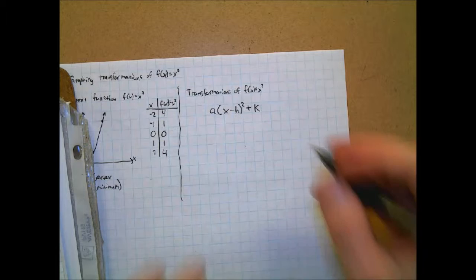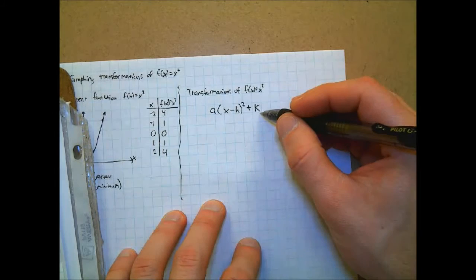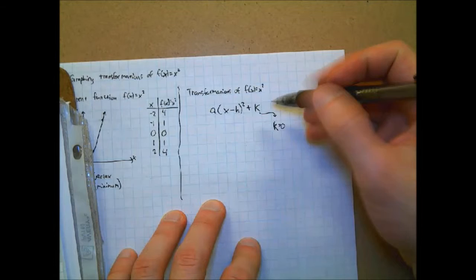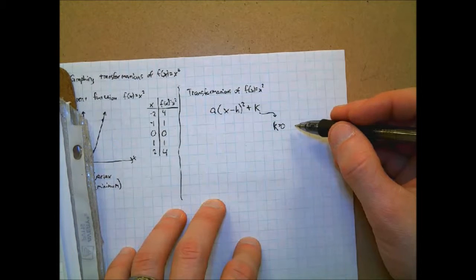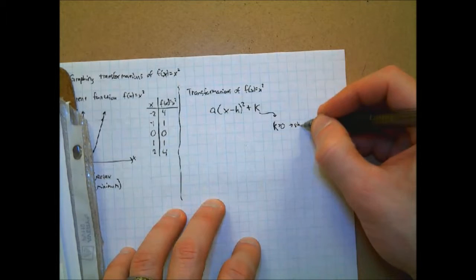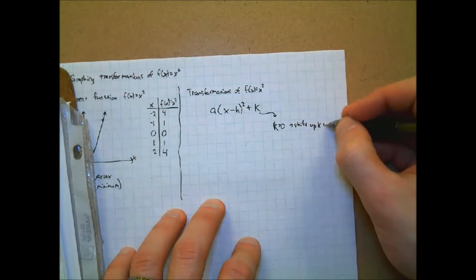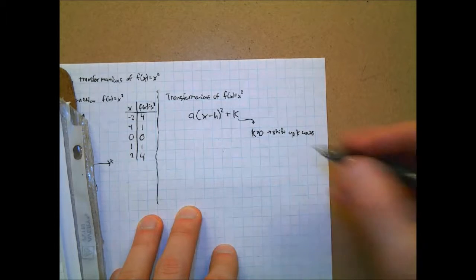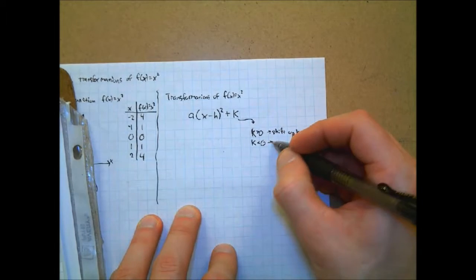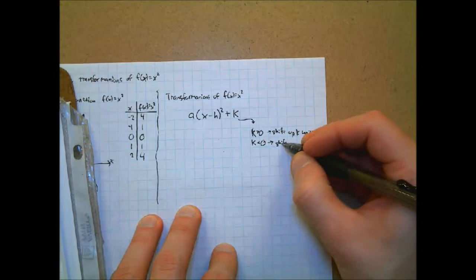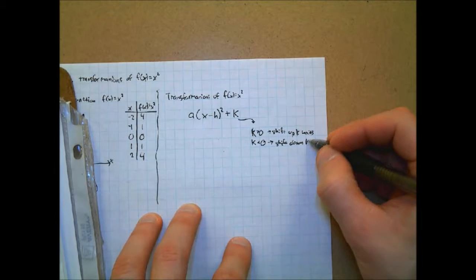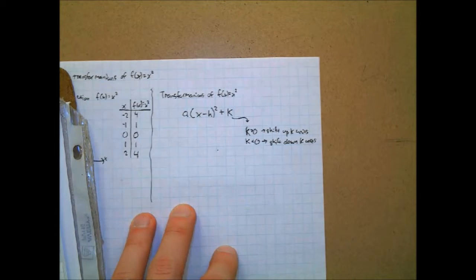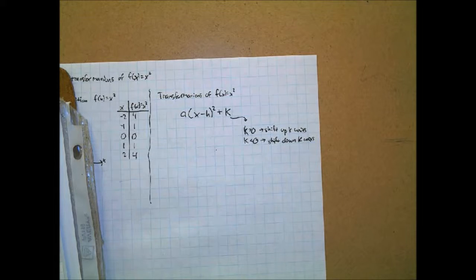Okay, so let's start to formalize this a little bit. I need to leave myself some space. So I'll put the k over here, and if k is greater than 0, so if we're adding a positive k here, is that going to shift up or shift down? Okay, we're going to shift up k units. So if k is greater than 0, we shift up, which means if k is less than 0, we're going to shift down k units.